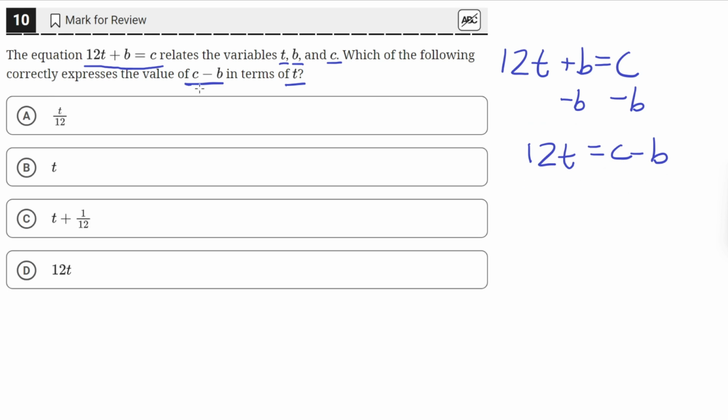So we have c minus b in terms of t. So that means c minus b is just equal to 12t. So the answer choice D is correct.